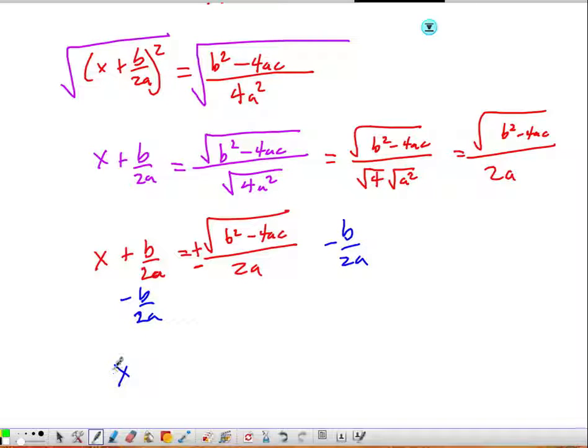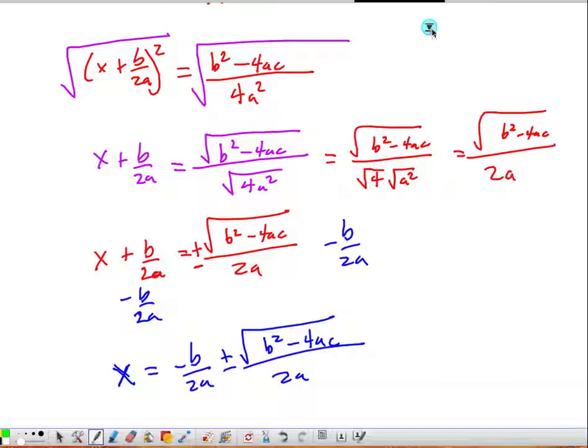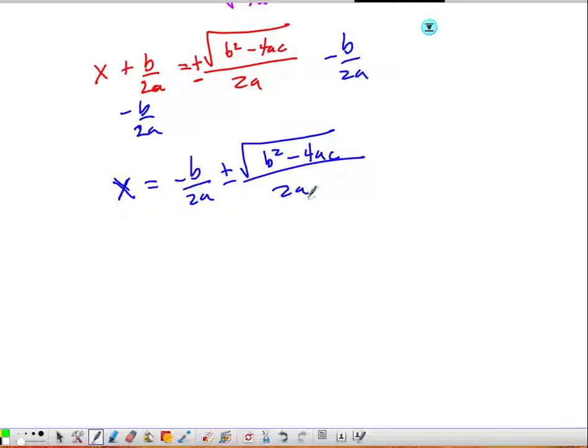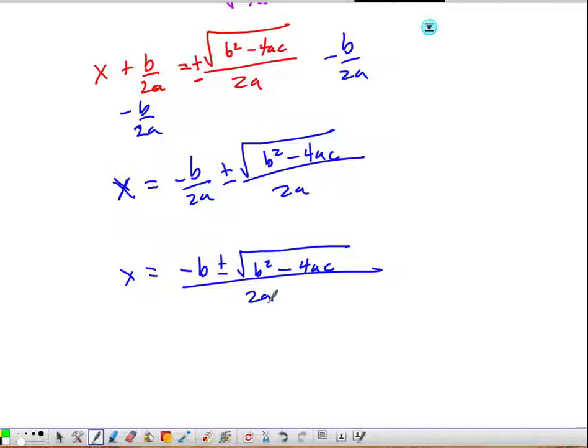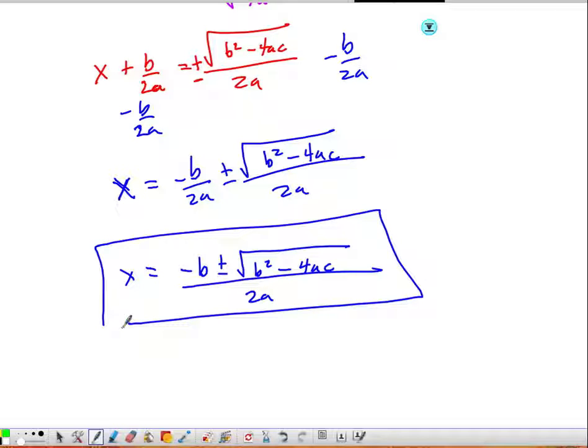So we have x is equal to negative b over 2a plus or minus the square root of b squared minus 4ac over 2a. Again, because these two fractions have the same denominator, I can combine them together. And so, putting everything together, I get negative b plus or minus the square root of b squared minus 4ac all over 2a. There we go. This is the quadratic formula. And we solved this by completing the square.